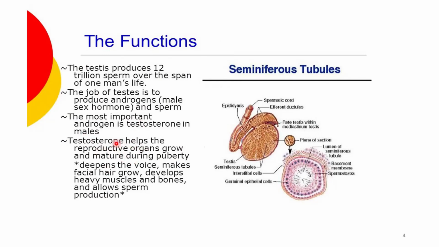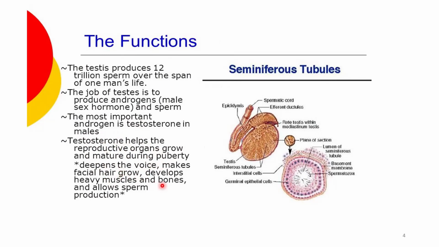One of them being that it enables the growth and maturation of the reproductive organs, so they can mature during puberty, and then it enables the secondary sexual characteristics in males. So it affects the voice, makes the facial hair grow, the beards, develops the heavy muscles, so it enables masculinization.